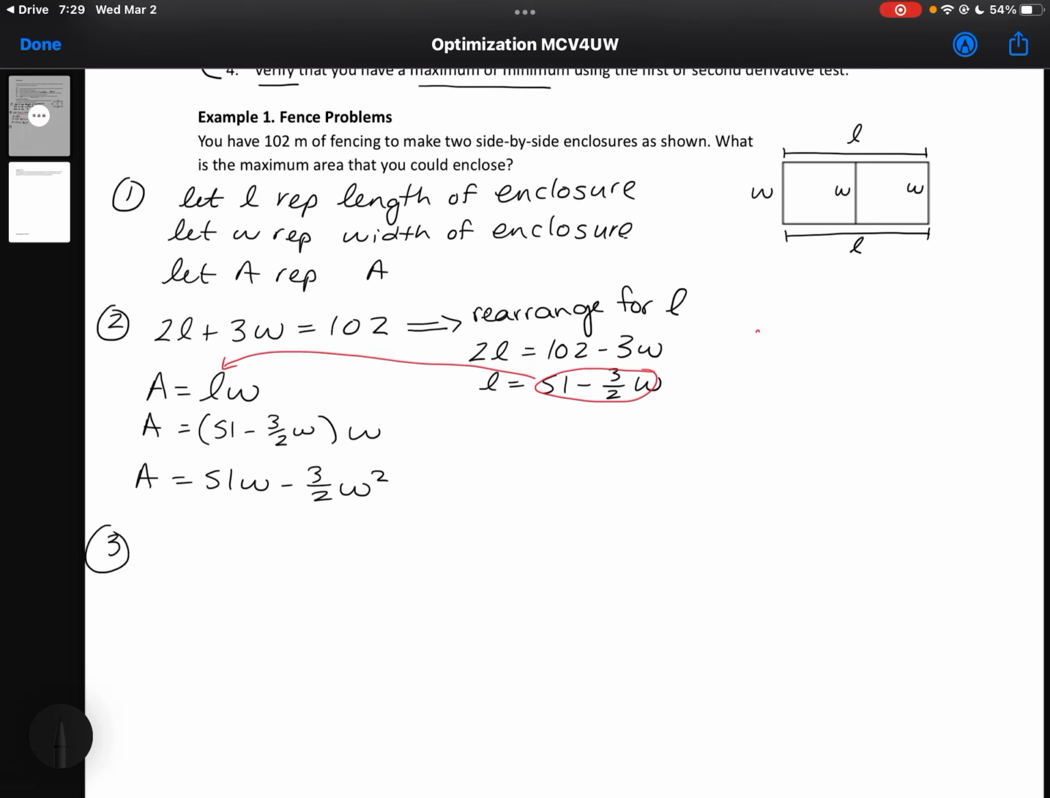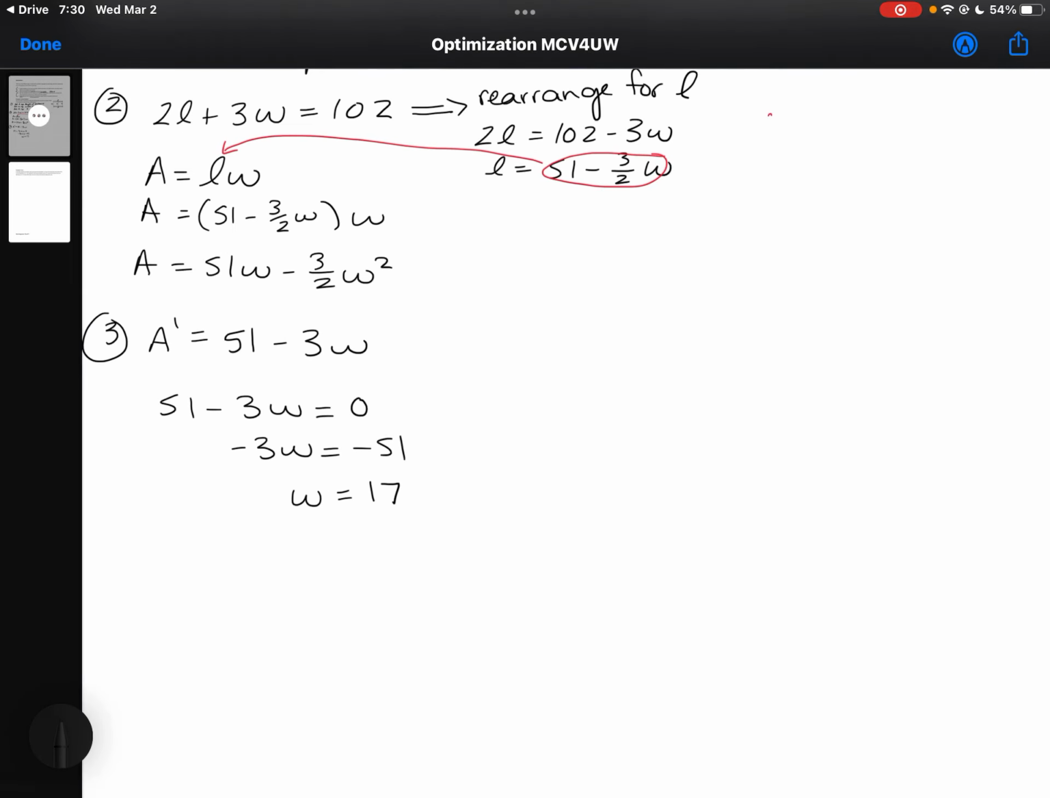and then I'm going to move on to step 3. So I'm going to take the derivative, set it equal to 0, and find the critical points. So A prime is 51 minus 3W, setting that equal to 0 allows me to solve for W. So I get minus 3W equals minus 51, which is going to tell me that W equals 17. So I only get one critical point, so that must be my only option there.